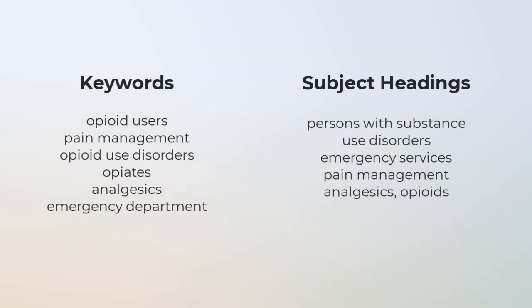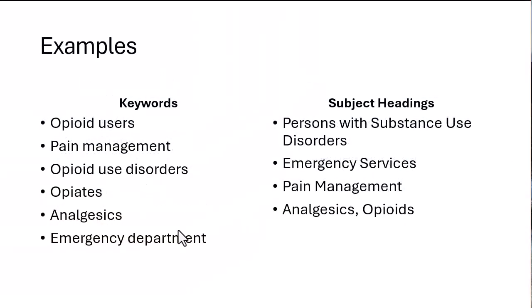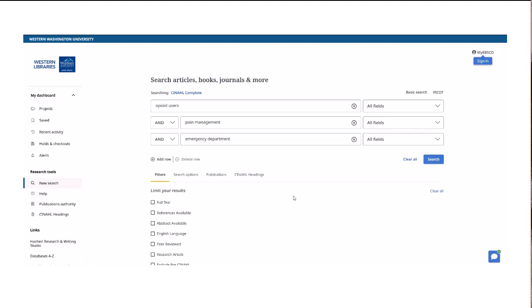However, if I were to look at the subject headings, the database actually uses different language to organize content about these concepts. So the examples of subject headings from CINAHL include persons with substance use disorders, emergency services, pain management, analgesics, opioids. Now that we've gone over the difference between keywords and subject headings, let's learn how you can use CINAHL subject headings to improve your search results.